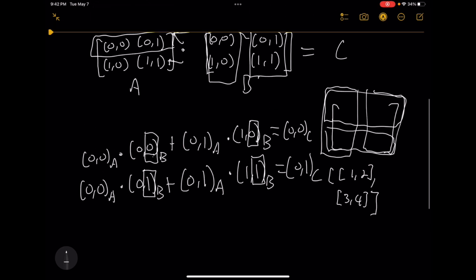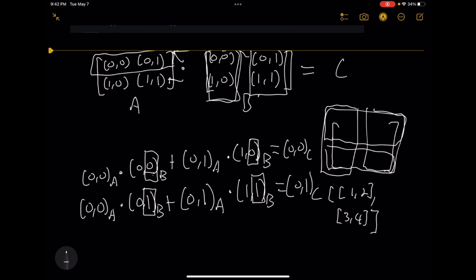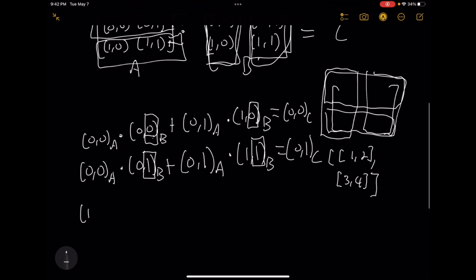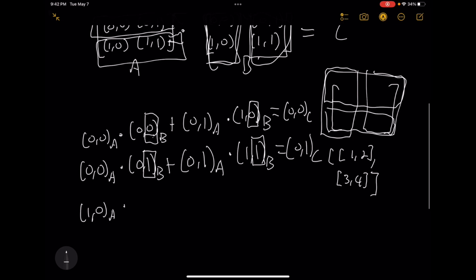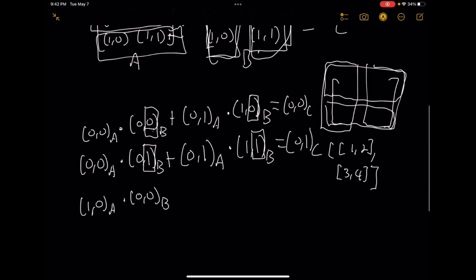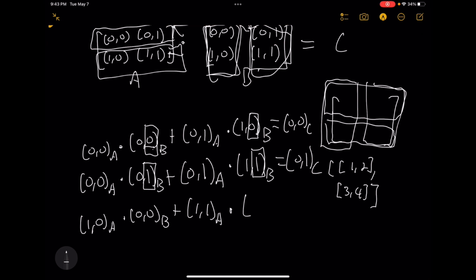Now, if we move on to the next part, we're going to take the same values of B, but do it for the second row of A. So it would look like 1,0 of A times 0,0 of B, plus 1,1 of A times 1,0 of B, and this would give us 1,0 for C.